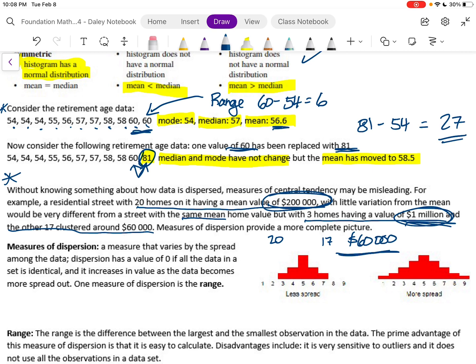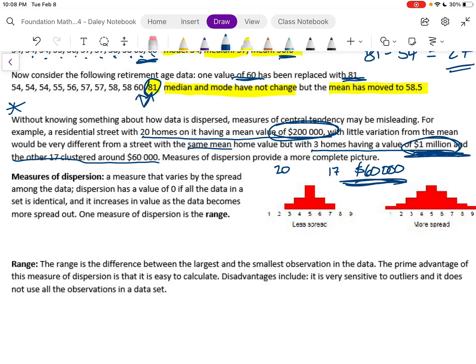$200,000 mean. Well, none of these 17 houses fall around $200,000 and none of these 3 $1 million houses do. So knowing how data is dispersed is really important for us to truly be able to understand what the mean and the median, more so the mean, represent. Okay, so that's really important.